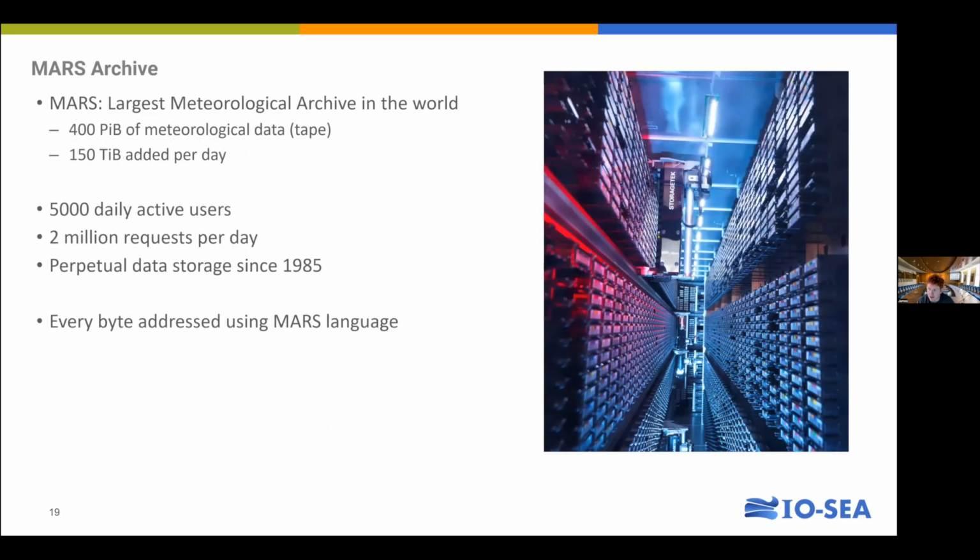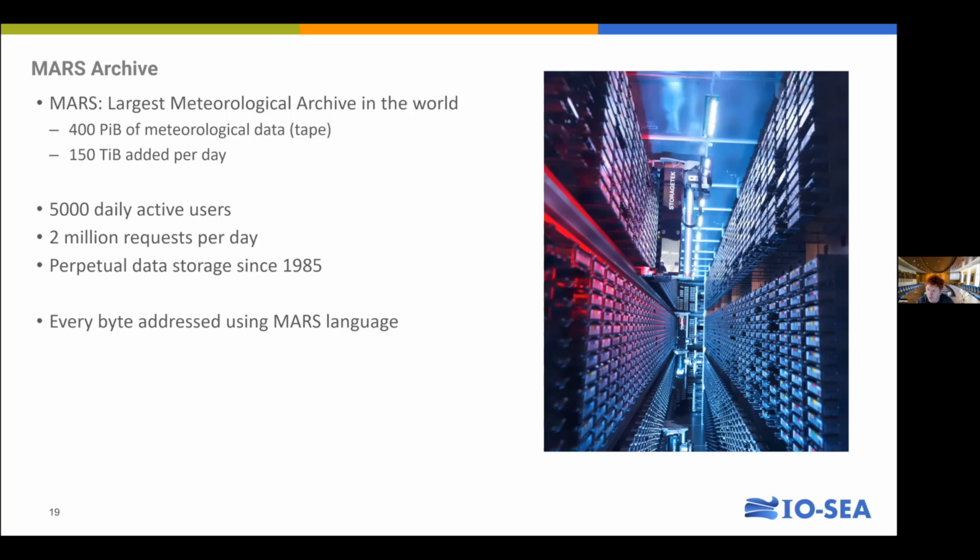And finally, probably where the need for semantic data access really started is our meteorological archive. We currently have 400 petabytes of meteorological data stored on tapes, adding about 150 terabytes per day. We have 5,000 daily active users, over 2 million requests per day. And this storage system has been running since 1985, storing every single forecast output and all the observations that we've received in that time. It's an incredibly valuable resource for research and for climate research, and also for going back in history and looking at the state of the atmosphere over the decades by replaying old observations and things like this.